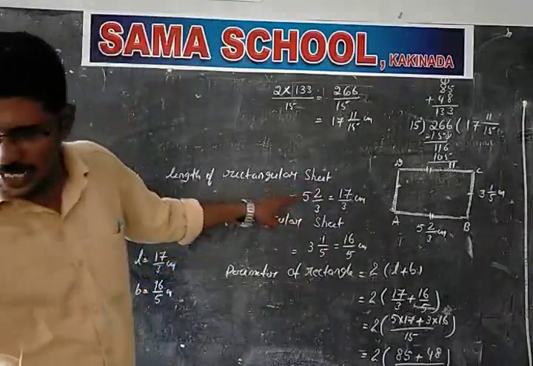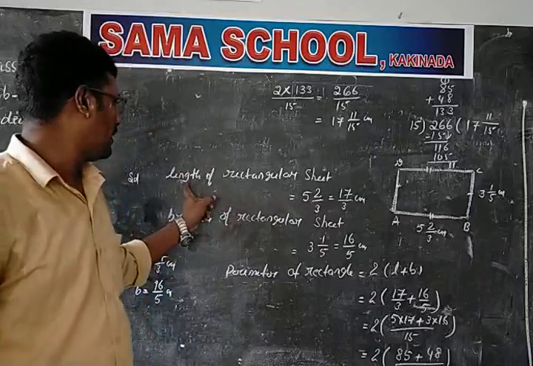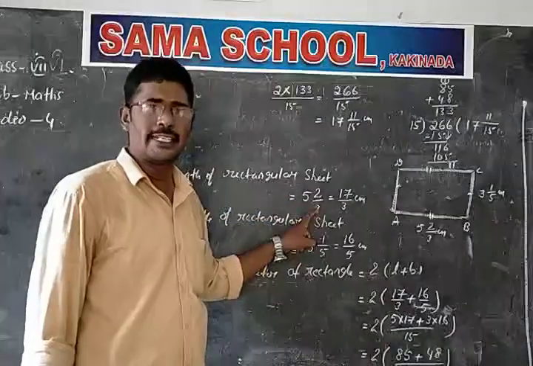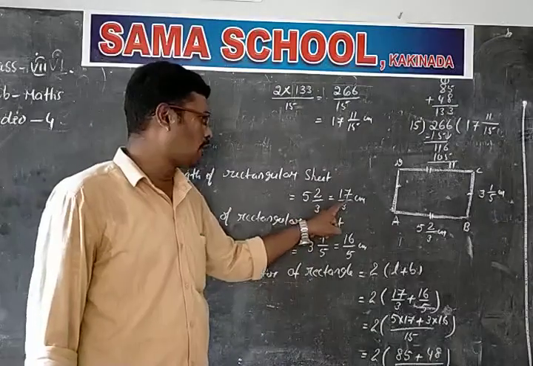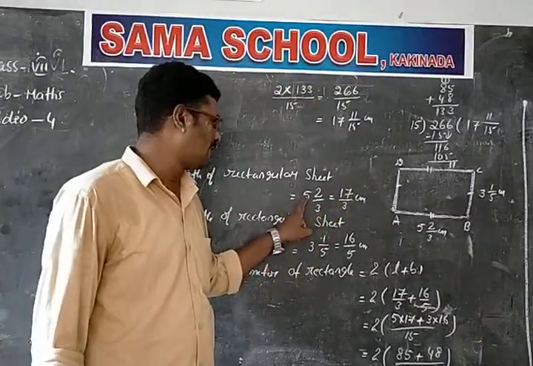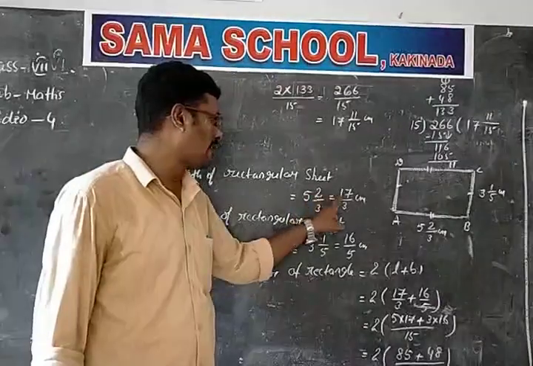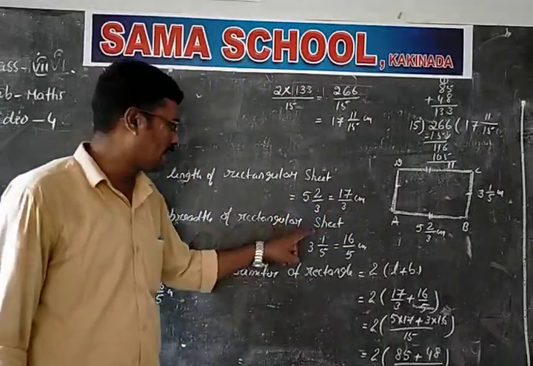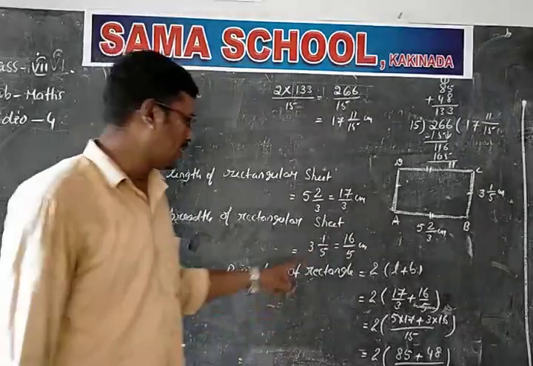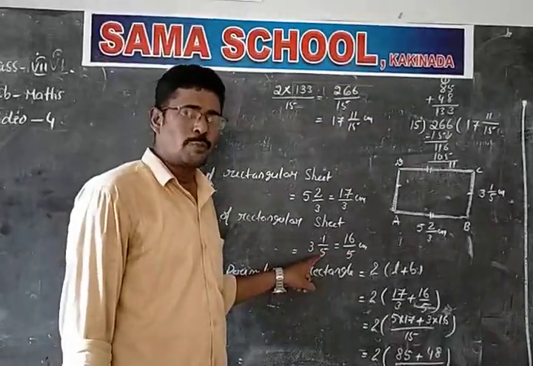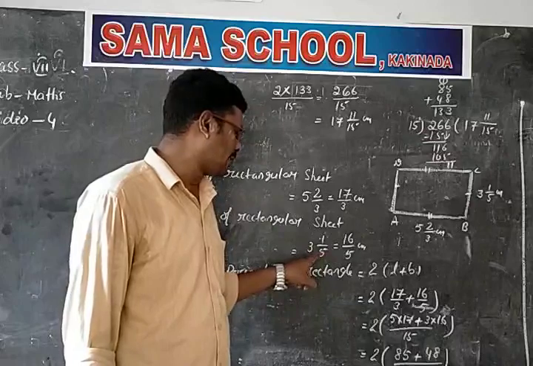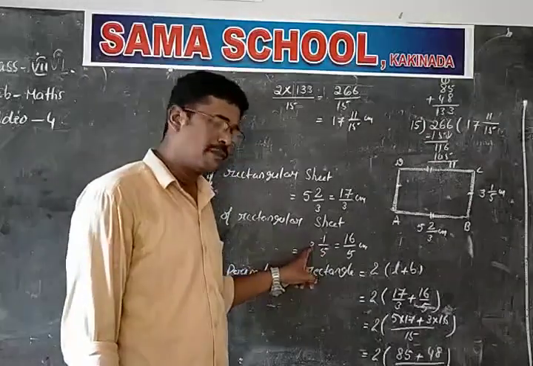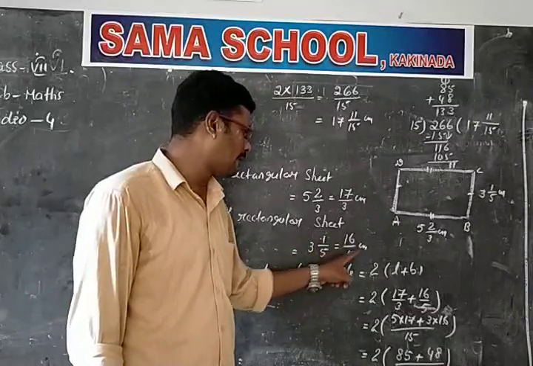Again, the length of the rectangle sheet is 5 2/3, a mixed fraction. Convert to an improper fraction: 3 times 5 is 15, 15 plus 2 is 17/3 centimeters. Next, the breadth of the rectangle sheet is 3 1/5, also a mixed fraction. Convert: 5 times 3 is 15, plus 1 is 16/5.